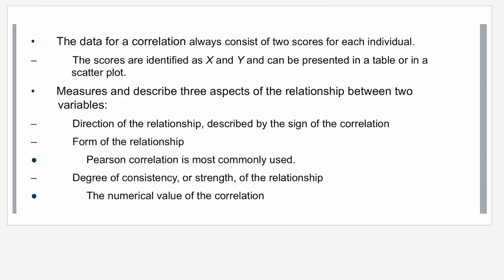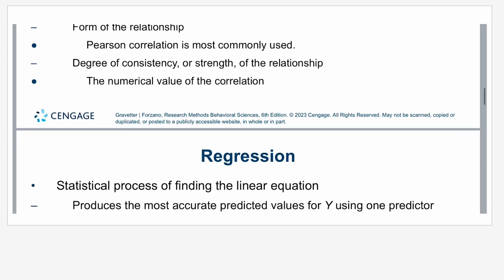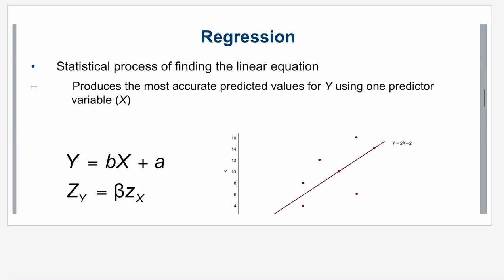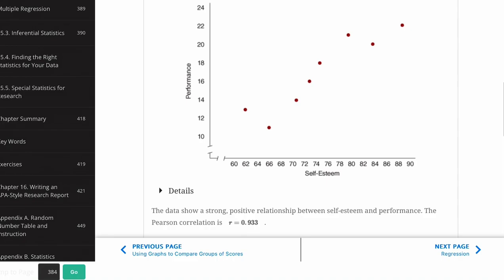It means that there is a difference in the way they are related. Examples of calculations of correlations, again, are in Appendix B. And then you also have regression. Oh, wait, hold on. Before we get to regression, I was going to show you guys 15.6, the scatter plot.